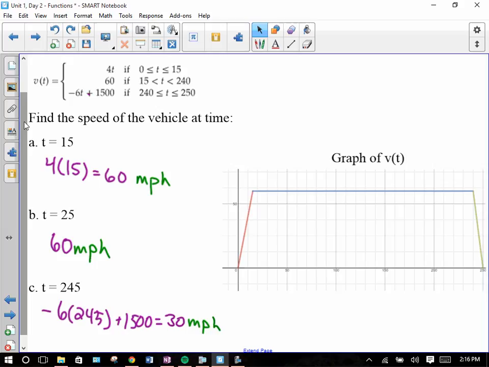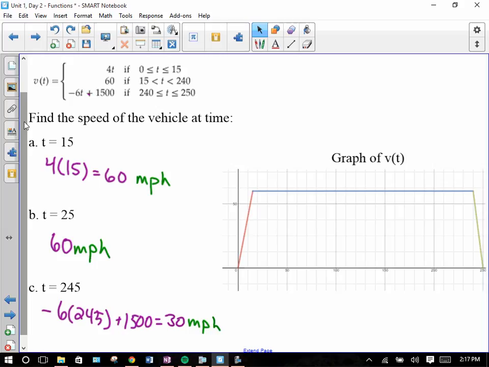So here, from 15 seconds to 240 seconds, the speed is 60 miles per hour. What does that mean, in terms of if I'm driving a car? It's a constant speed. It's cruise control. I'm going at 60 miles per hour for that many seconds. What about from 240 to 250 seconds? I'm braking. I'm getting off of the exit ramp maybe, coming down here and stopping at the stoplight after 250 seconds.